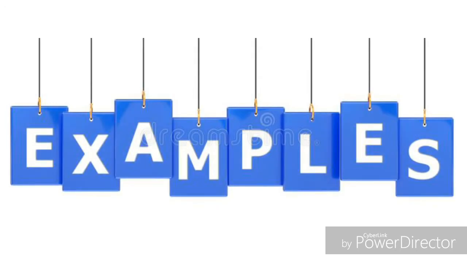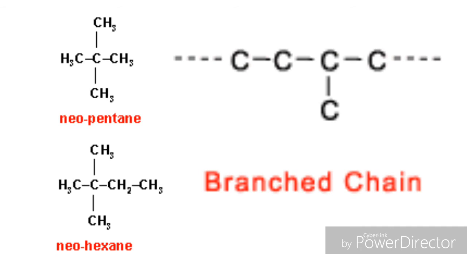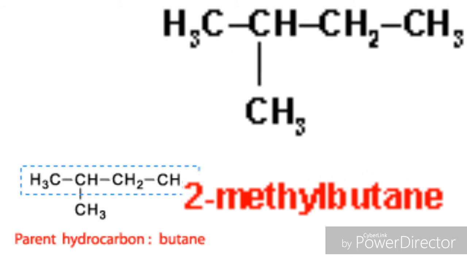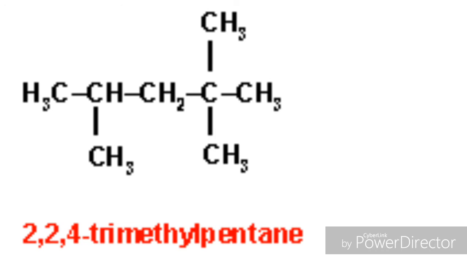Now let us learn some practical examples of nomenclature. These are straight chain hydrocarbons, n-butane and n-pentane. These are branched chain hydrocarbons, neopentane and neohexane. This is a branched chain alkane, 2-methylbutane. This is a branched chain alkane, 2,2,4-trimethylpentane.